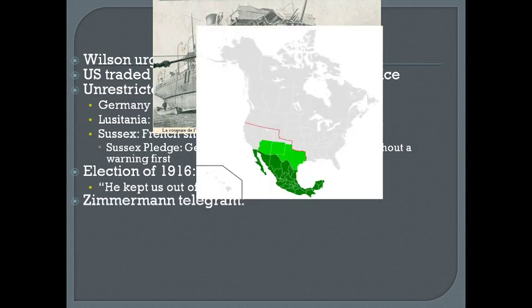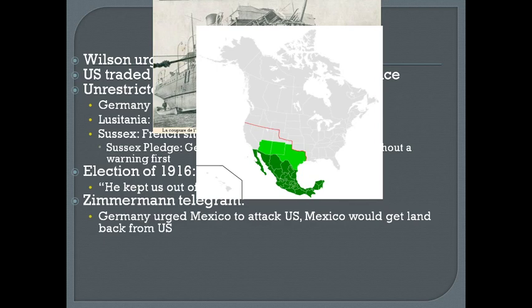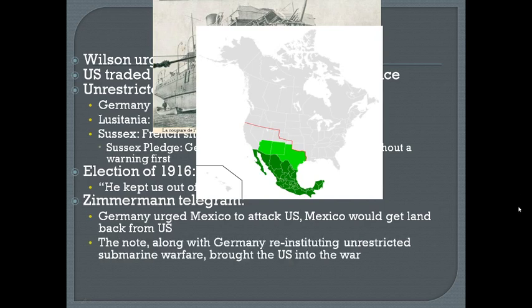Then we have another event that brings America closer to war, which is the Zimmerman telegram. Basically, in this telegram that was intercepted, we saw Germany urging Mexico to attack the United States, and in return, Mexico would get land back from the U.S. These are 3 states in the light green that Mexico lost to the U.S., and pretty much Germany is kind of bribing Mexico, saying that if you do this for us, we'll give you these states back.